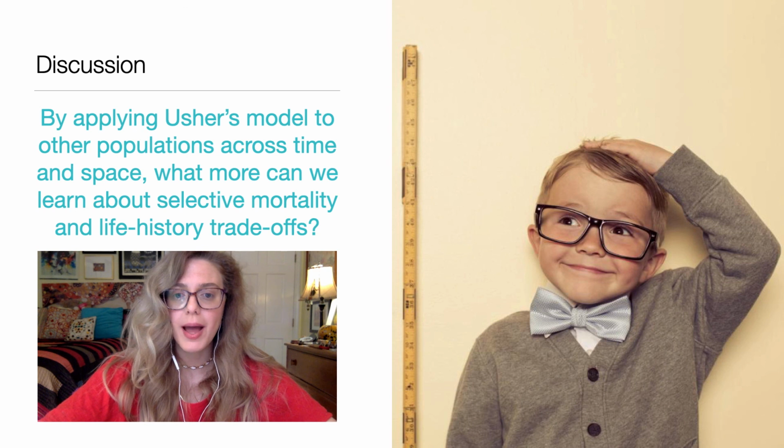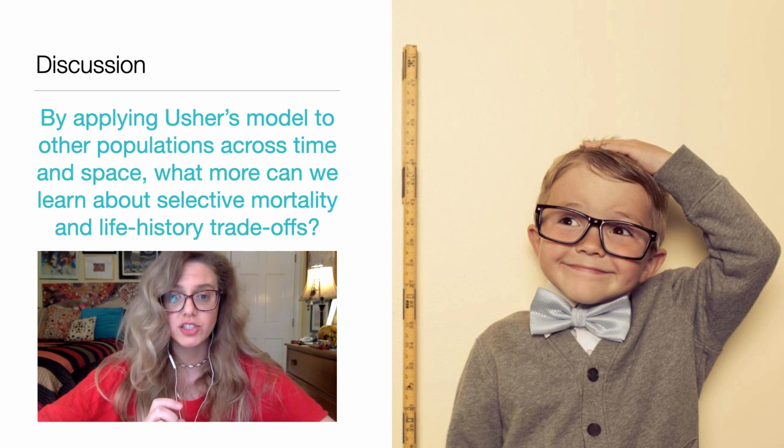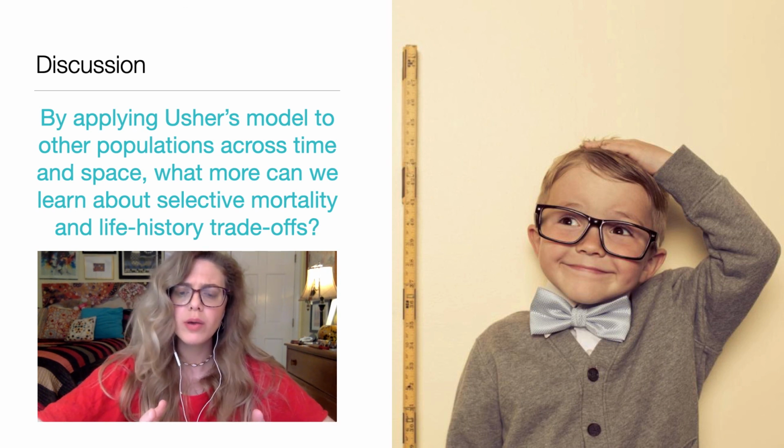Further discussion, by applying Usher's model to other populations across time and space, what more can we learn about selective mortality and life history trade-offs?